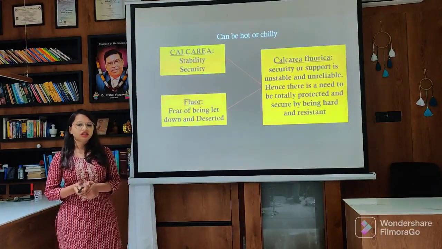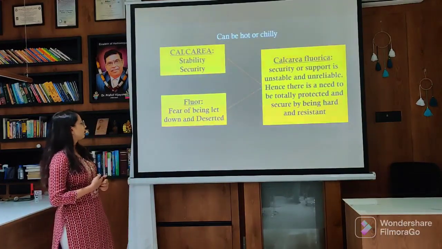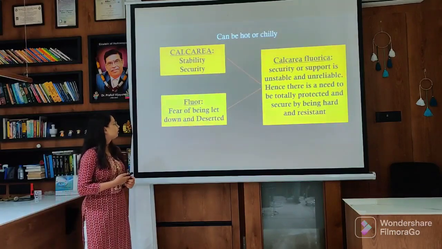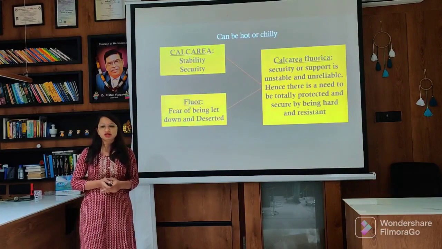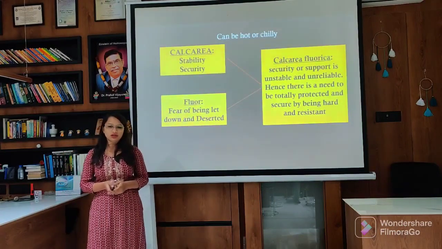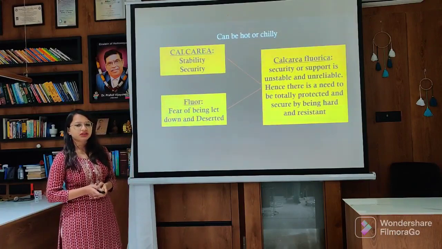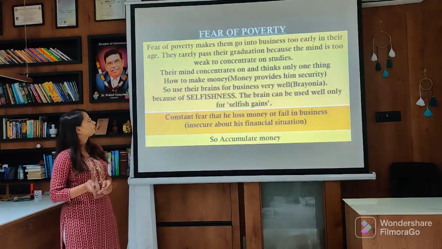Calcarea fluorica: their world revolves around money, luxury and cars. It could be hot or chilly. Calcarea gave him stability and security, while the fluorine, a halogen element, gave fear of being let down or deserted. In Calcarea fluorica, security or support is unstable or unreliable, hence there is a need to be totally protected and secure by being hard and resistant.